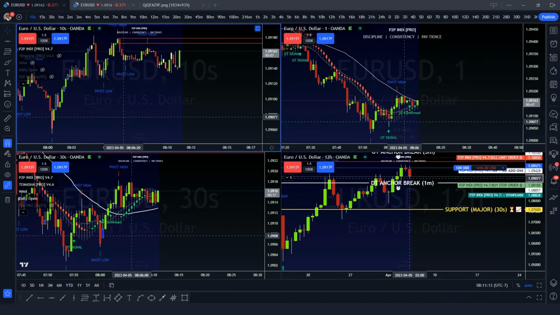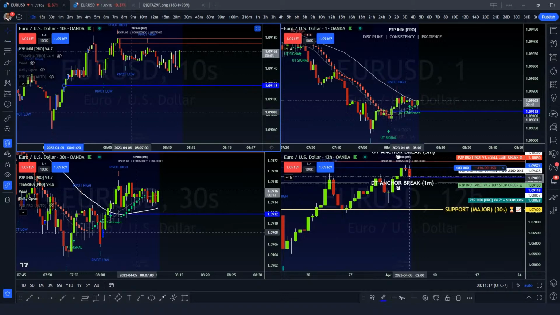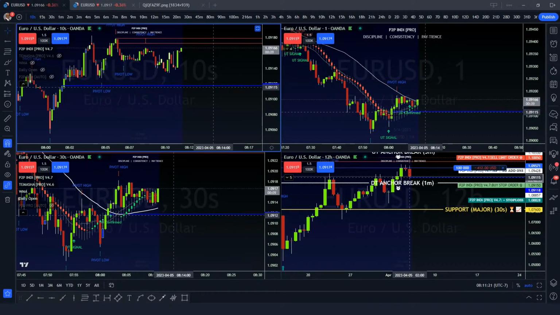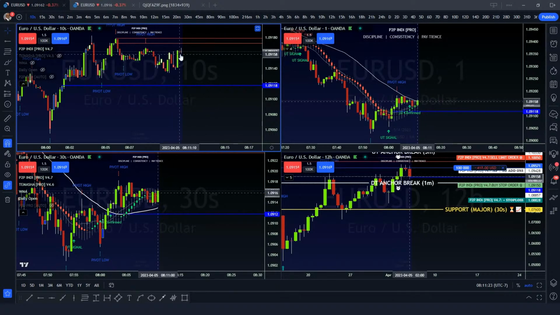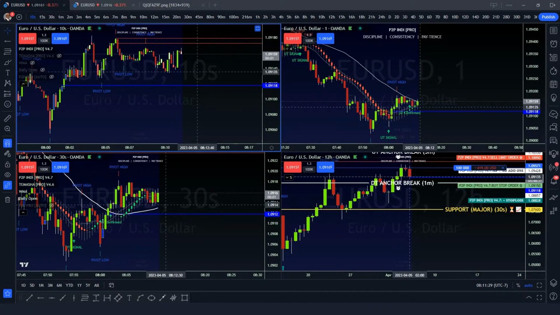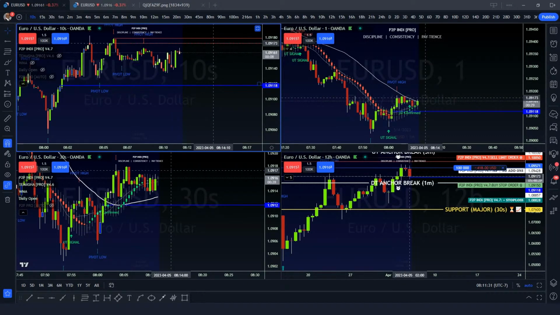This little blue candle right here. I'm thinking they're probably going to come to that area, and then maybe we'll get a turn towards the upside off of the 10-second chart. They just left another supply area. Oh, but they might hit this and then come down to this blue line and then go back up. Let's see what happens.